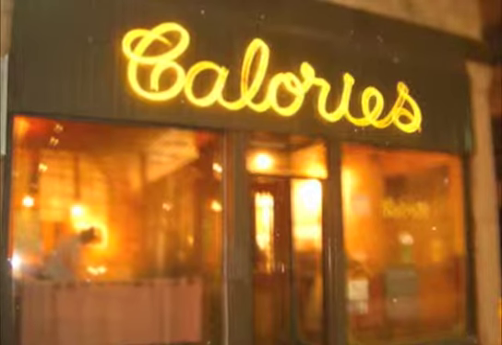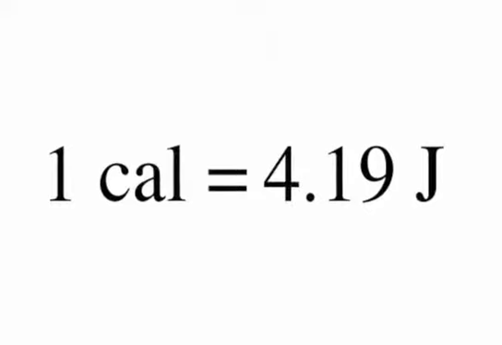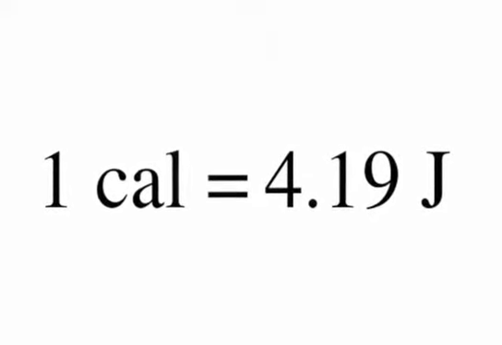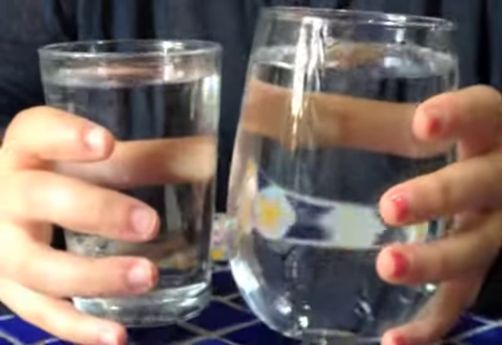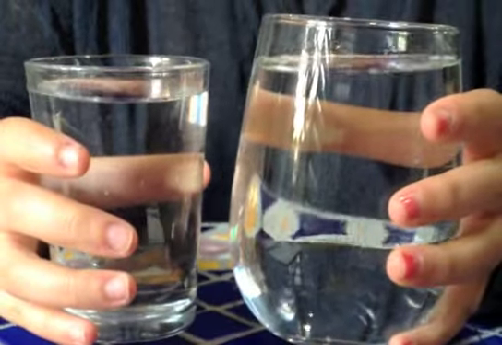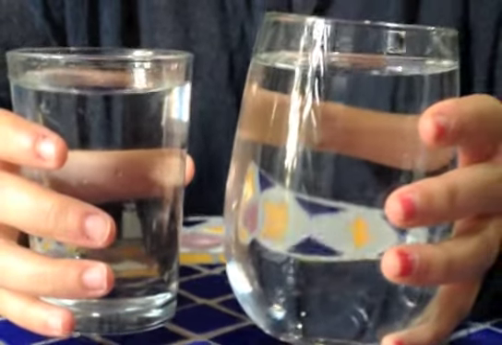Heat flow is measured in two common units, the calorie and the joule. Remember guys, 1 calorie equals 4.19 joules. Heat capacity is the amount of heat needed to increase the substance exactly 1 degree Celsius. The heat capacity of an object depends on both its mass and its chemical composition.